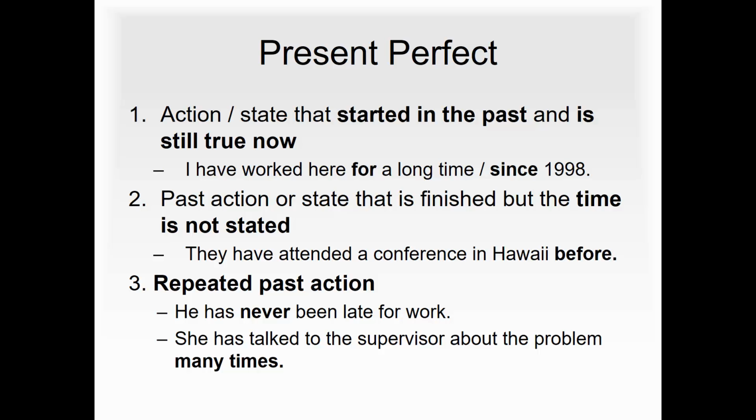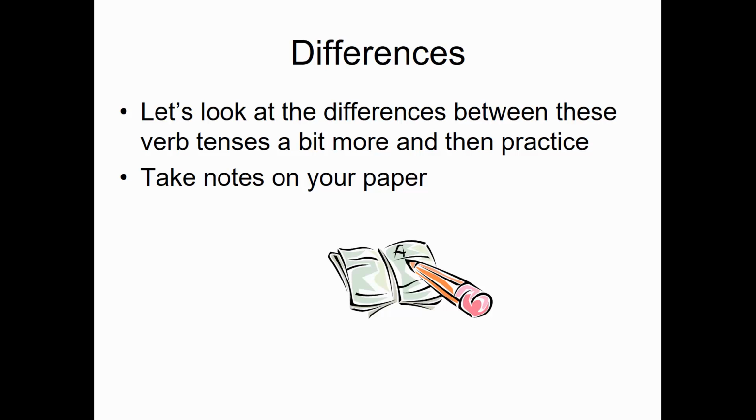Third, a repeated past action. He has never been late for work. She has talked to the supervisor about the problem many times. Let's look at the differences between these verb tenses a bit more and then practice. Take notes on your paper.